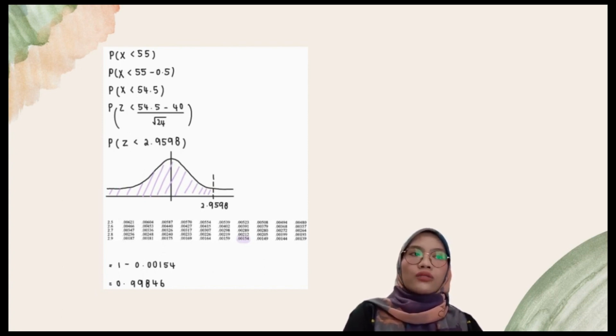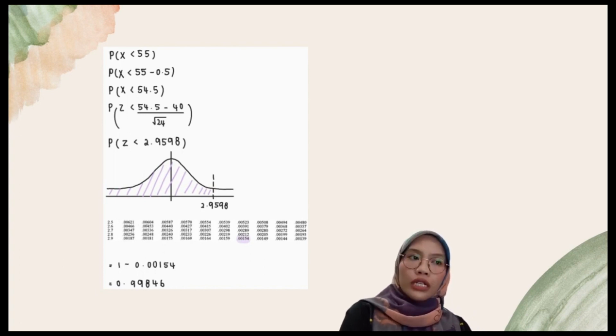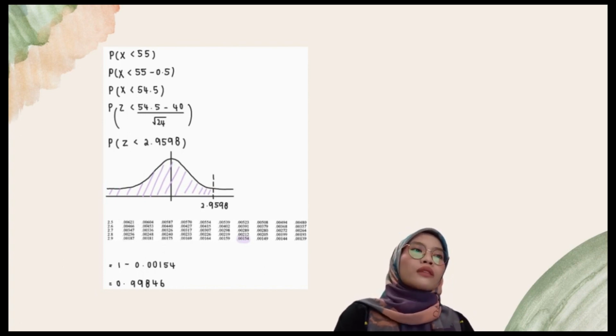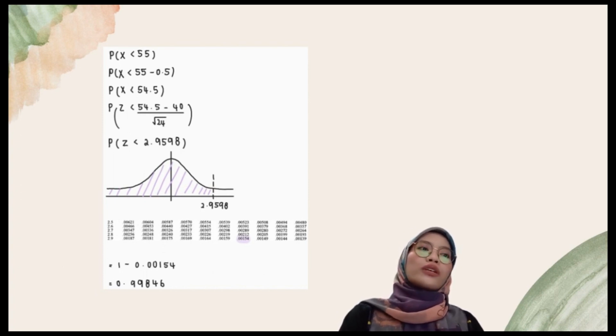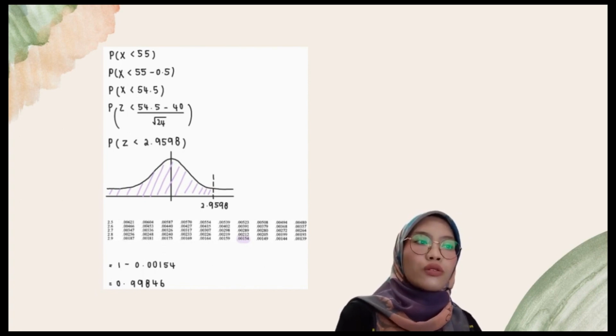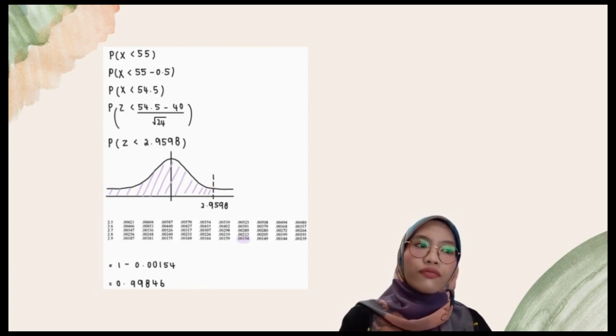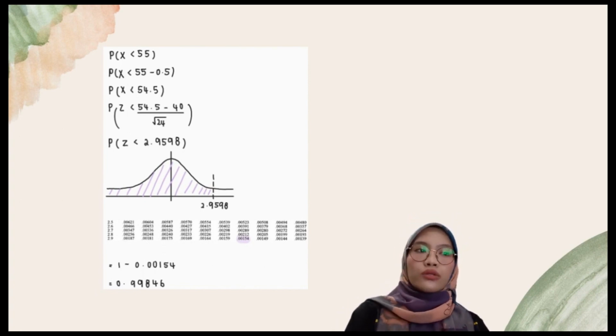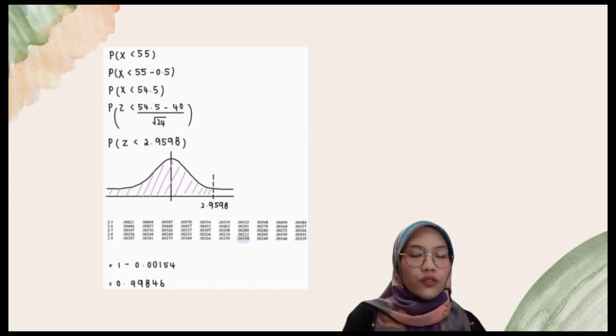and we get P(Z < 2.9598). Using the table number 3, we get 0.00154, and since it's less than, we have to minus it from 1, and we get 1 minus 0.00154 equal to 0.998446.